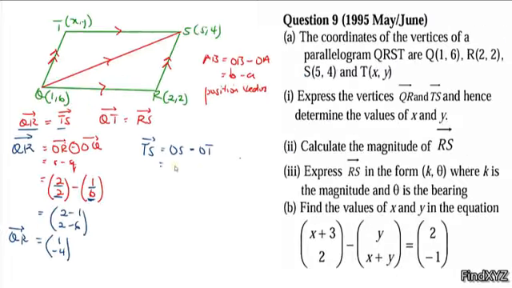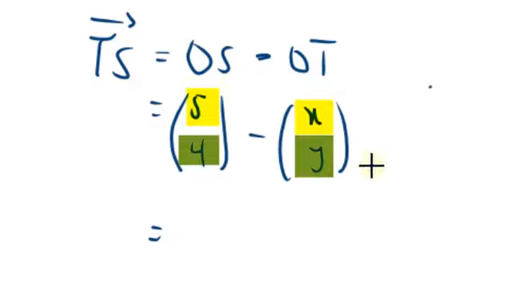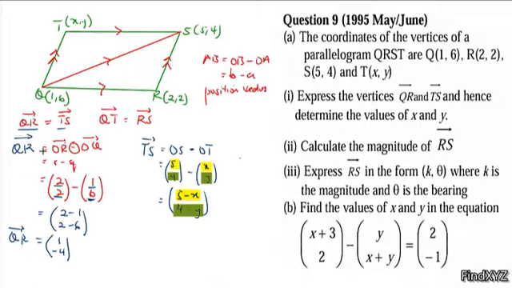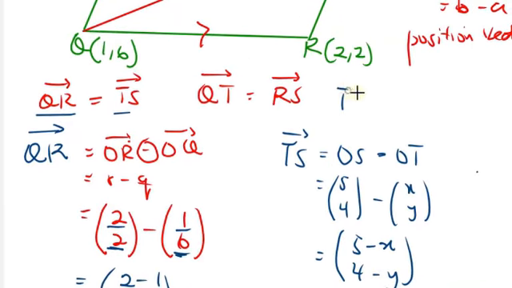And what is vector OS? That is point S. Previously, that is 5 4. Then what is vector OT? That is X Y. So we operate on corresponding components. So we can do 5 minus X and then 4 minus Y. However, we know that these two vectors are equal. Vector QR is the same as vector TS. So let's write here vector TS is also equal to 1 negative 4.